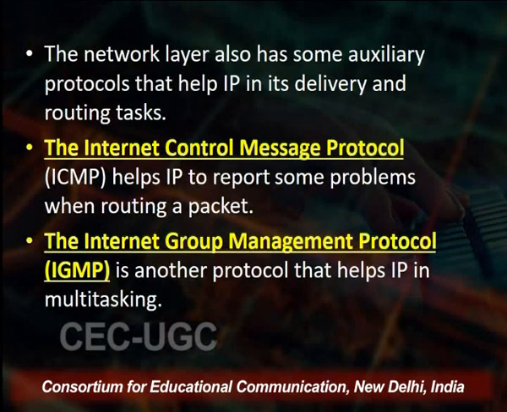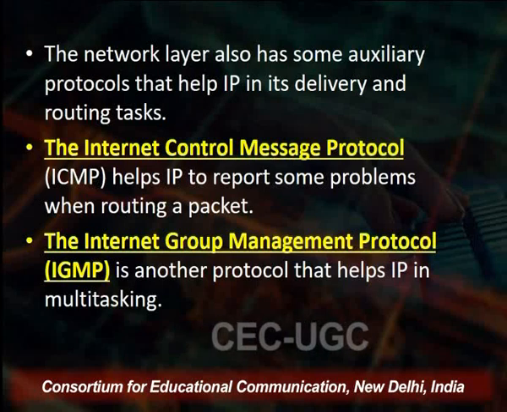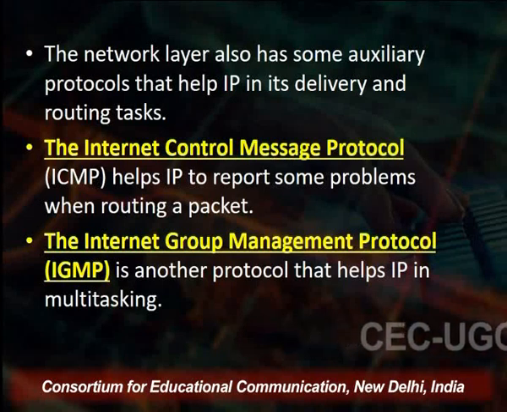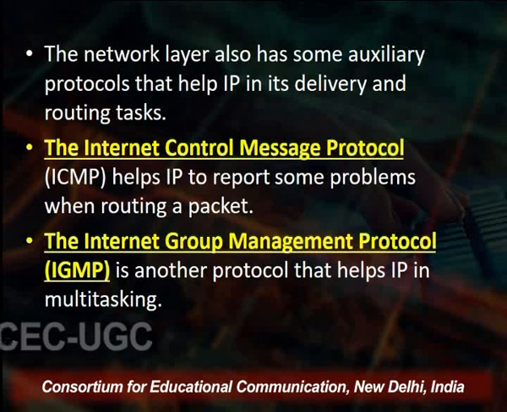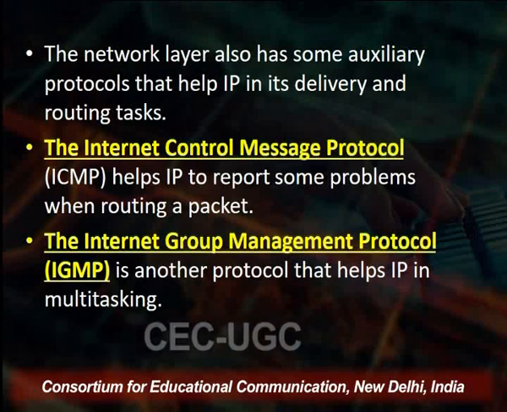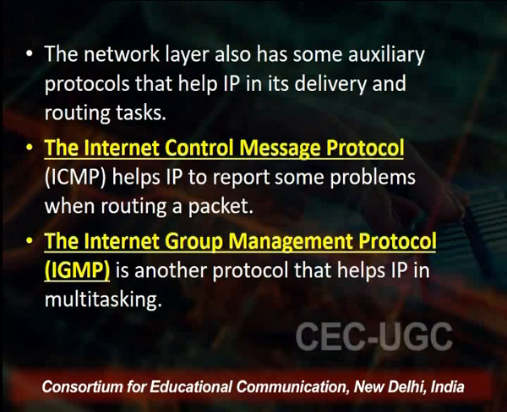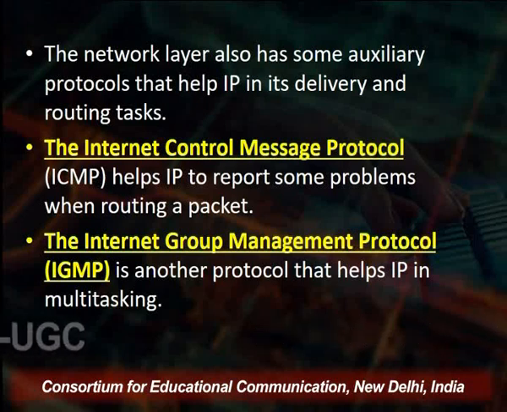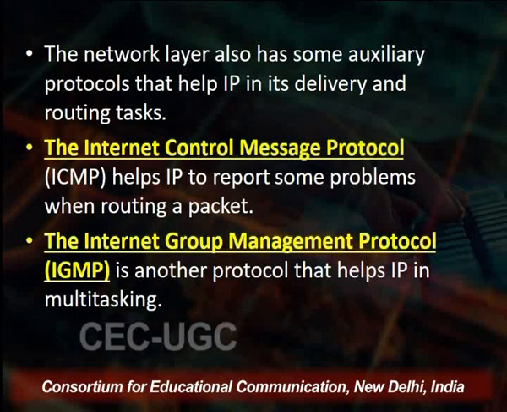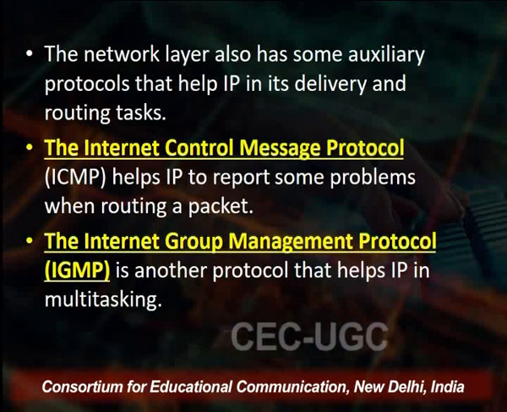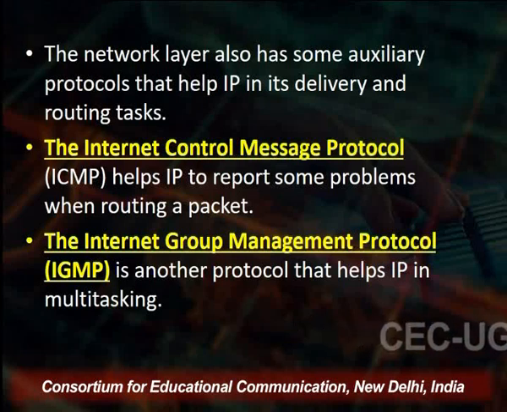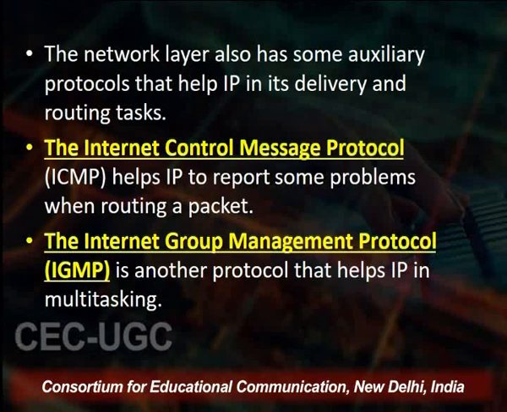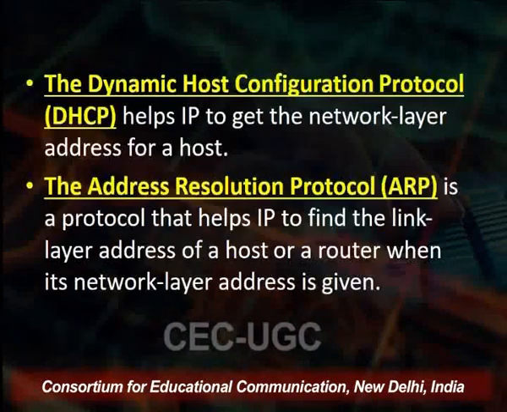The network layer can also have some auxiliary protocols. One of the most important, as we've discussed, is the IP, the internet protocol. Other protocols include the internet control message protocol, which helps to report problems when a packet is being routed, and the internet group management protocol, which helps in multicasting, when the same message is to be sent to a group of hosts.